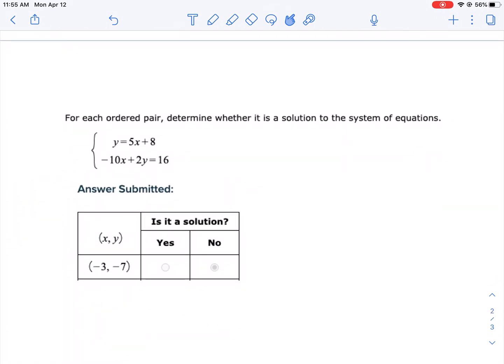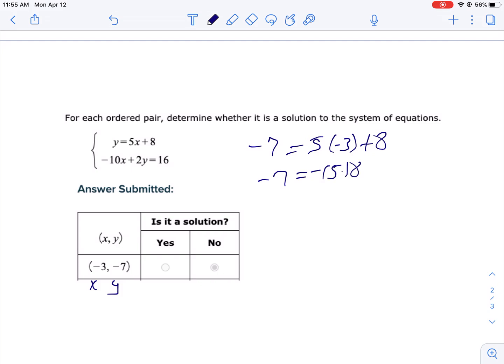Okay, the second problem you got wrong was right here. X is negative 3, Y is negative 7. Well, let's plug that into the first equation. Does negative 7 equal 5 times negative 3 plus 8? Well, negative 7 would be negative 15 plus 8. That doesn't look right, but what I said was right, my plus sign just didn't show up there. So plus 8, so negative 7 equals negative 7. That checks.